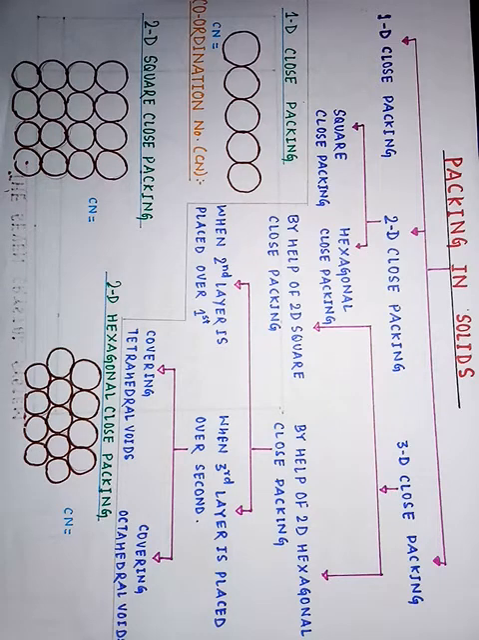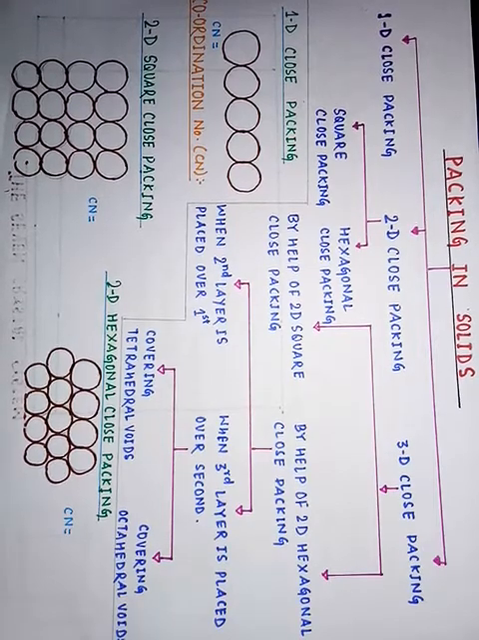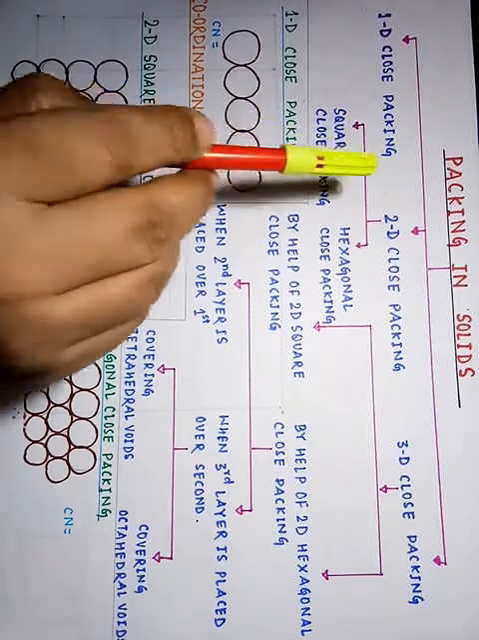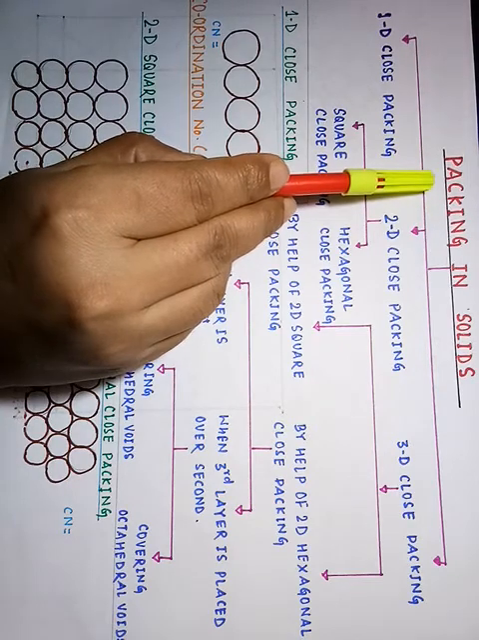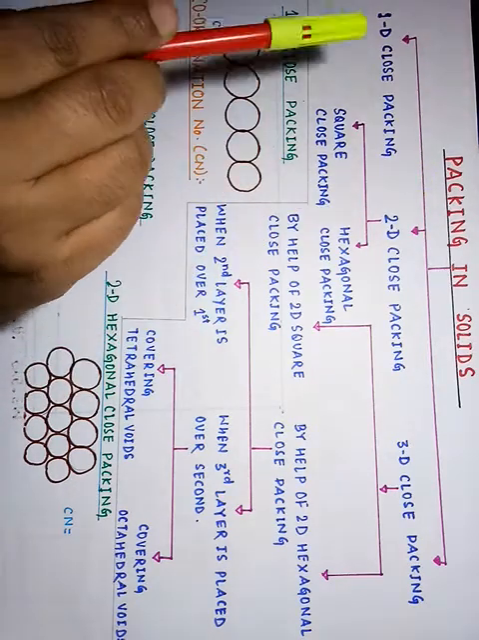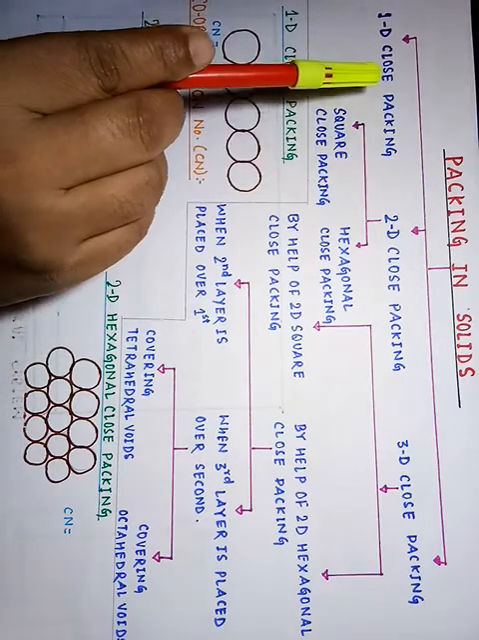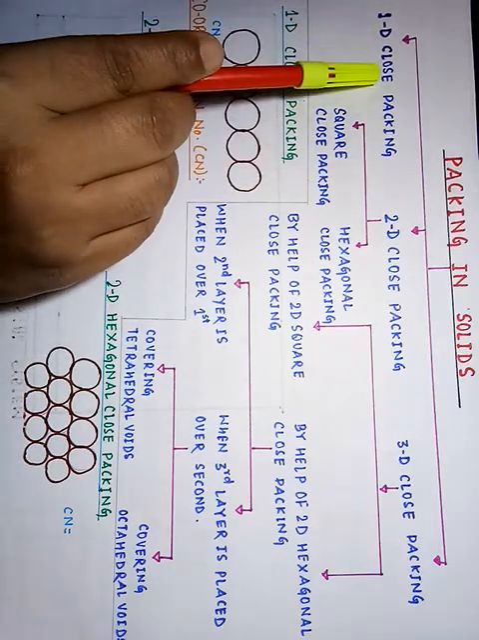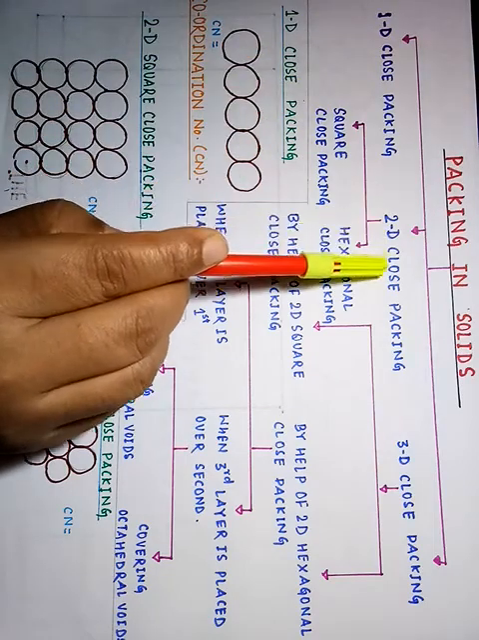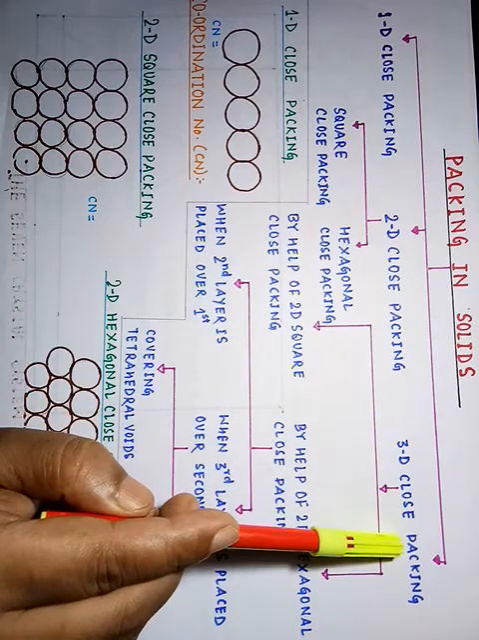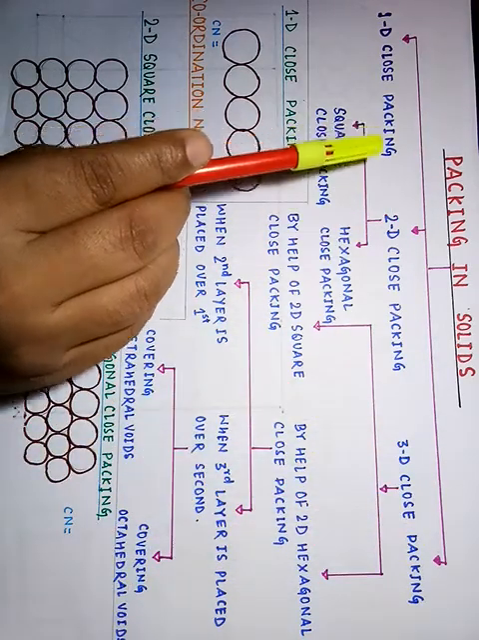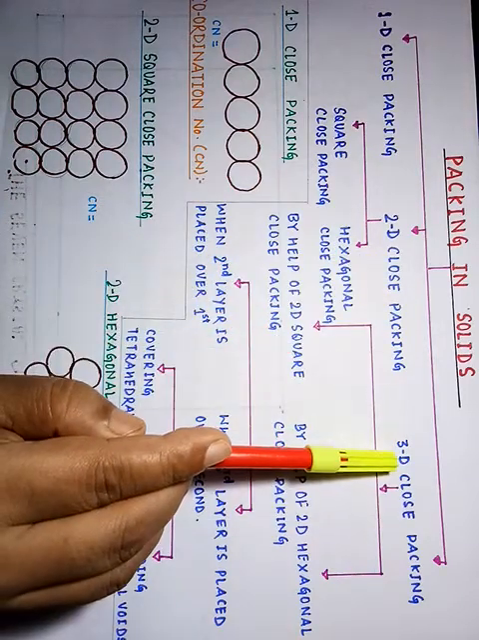Packing in solids. Let us now discuss, student, the form of packing which takes place in solid. Packing means how the atoms are arranged inside a solid. This is categorized in three different forms: one-dimensional close packing, two-dimensional close packing, and three-dimensional close packing.